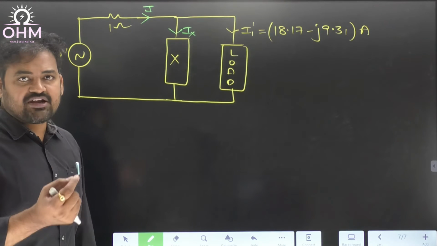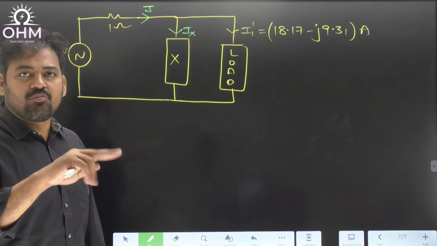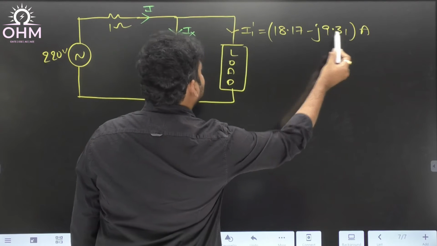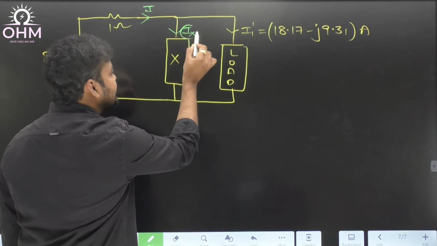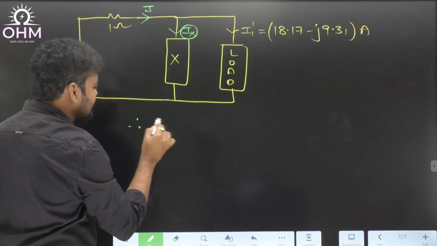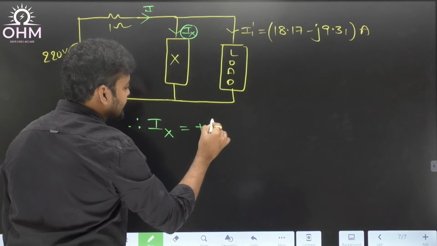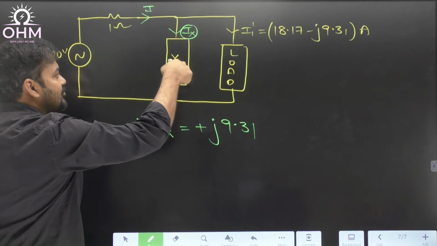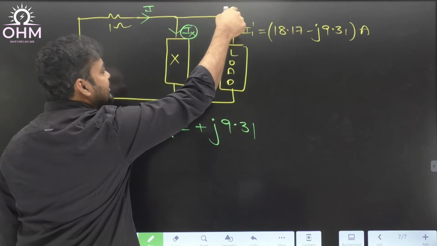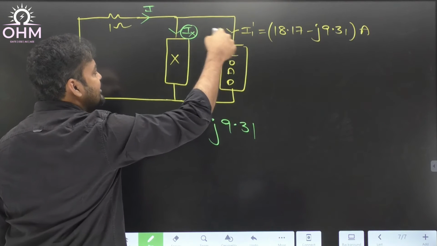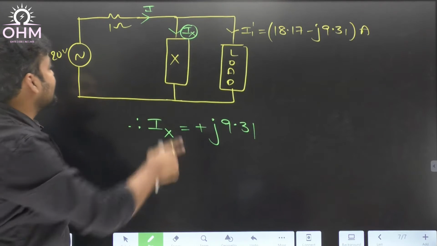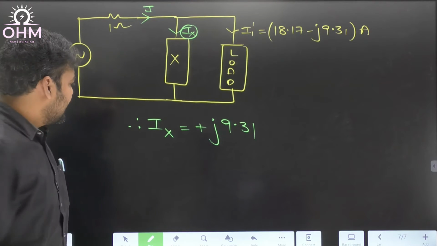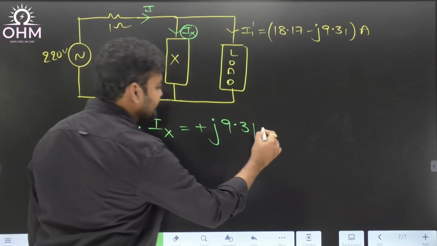Can I say power factor will be unity only when reactive component is nullified? Therefore, this minus J 9.31 must be nullified by this Ix. That means Ix will be equal to plus J 9.31. Suppose Ix is plus J 9.31 and I1 dash reactive component is minus J 9.31, can I say both will nullify each other? Then I will have only real part and power factor will be equal to unity. Therefore, Ix is equal to plus J 9.31.